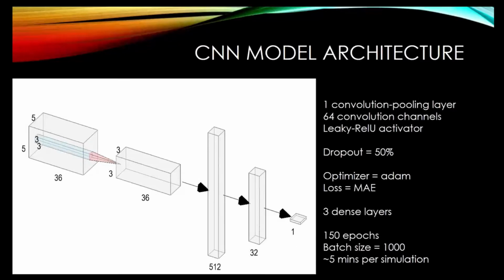And so I just wanted to also present a very brief overview of the CNN architecture too. There's really nothing exceptionally fancy about the model. It's a relatively basic CNN model with one convolution pooling layer with 64 convolutional channels, with a rather aggressive dropout of 50%, with the typical Adam optimizer and 3 dense layers. It was found through a bit of optimization that about 150 epochs are necessary for this data, with a batch size of 1,000, which takes only about 5 minutes per simulation to run.